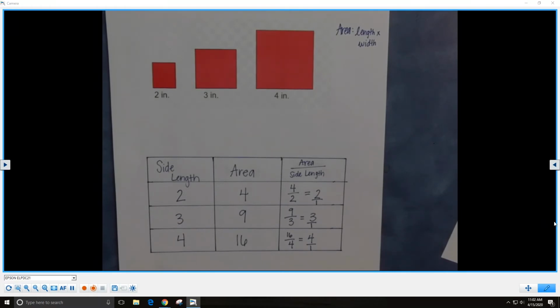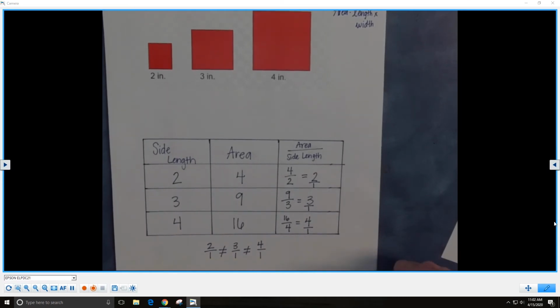So what do you notice? Do you see a pattern here? Well, 2/1 is not equal to 3/1, which is not equal to 4/1. These unit rates are not equivalent. So what does this mean? Is the relationship between the area and the side length proportional?